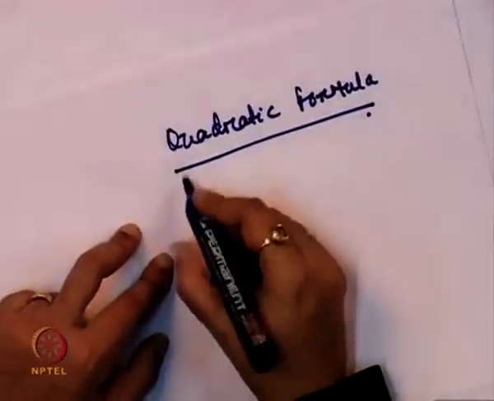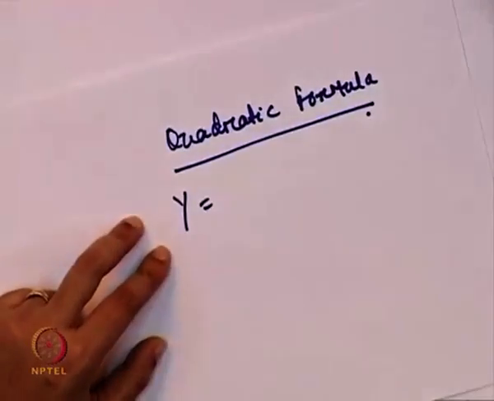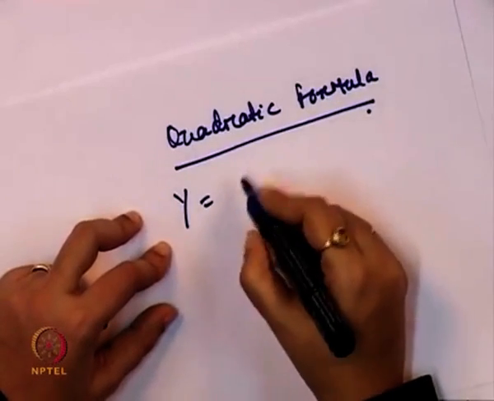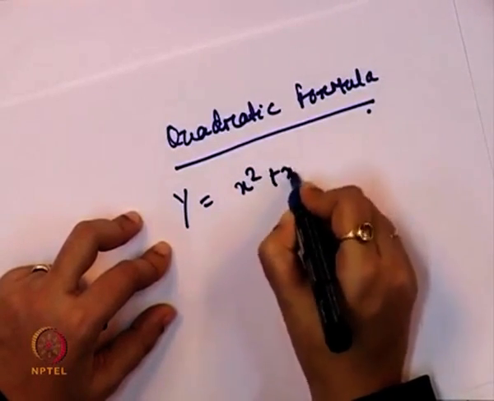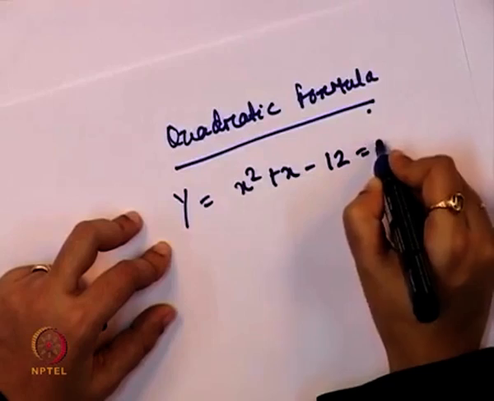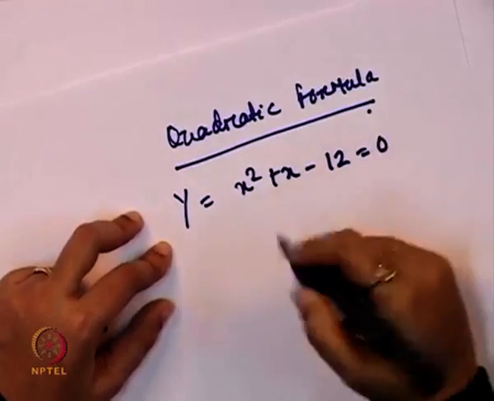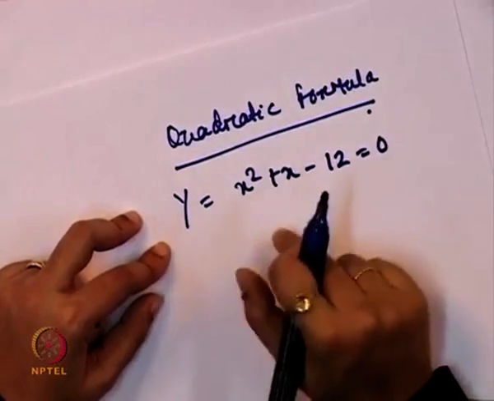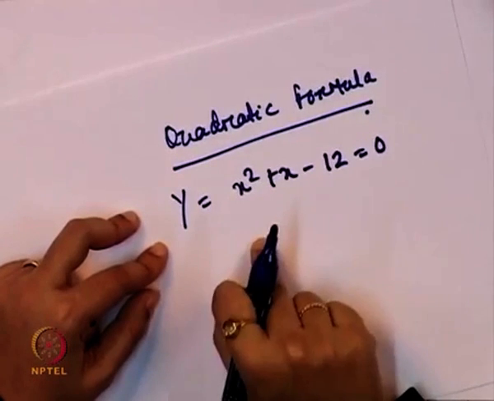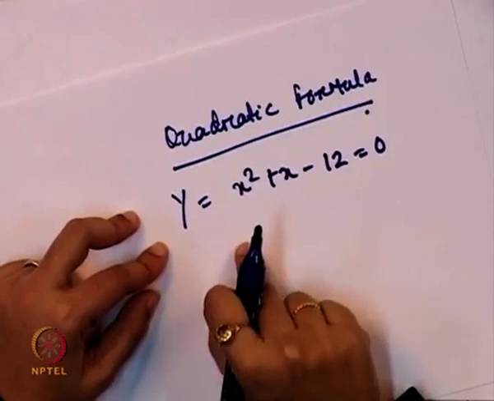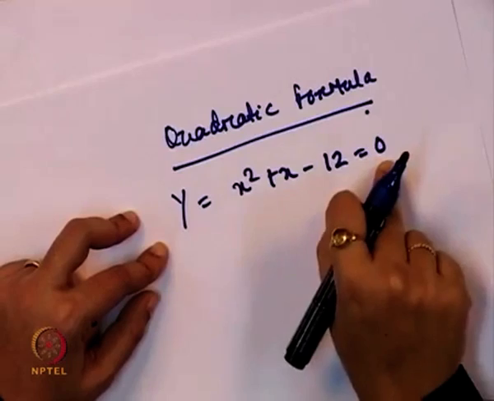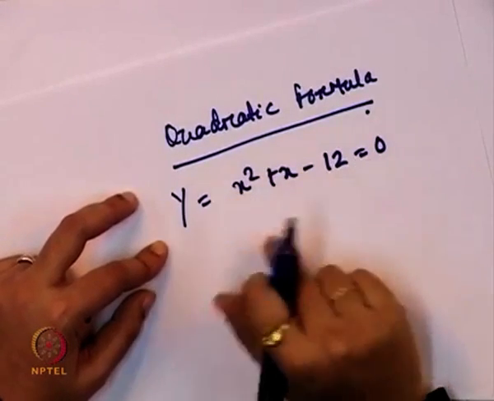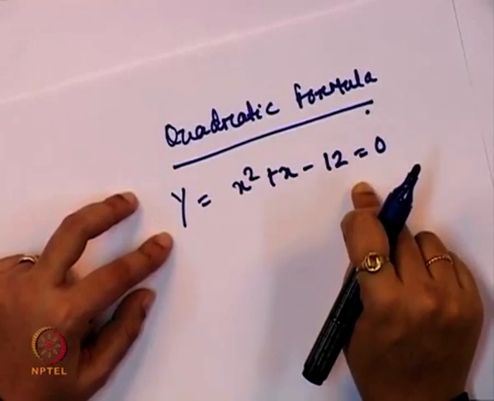Okay. Now, what is the functional form over here? The functional form is y is equal to x square plus x minus 12, which is equal to 0. What is our first step? The first step is to set the quadratic equation, or whatever the functional form is, equal to 0. Now, what is the implication of this equation?